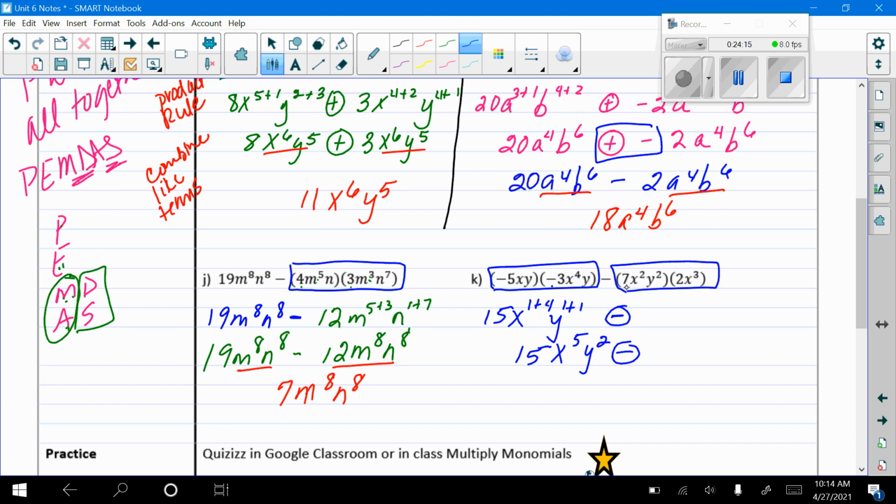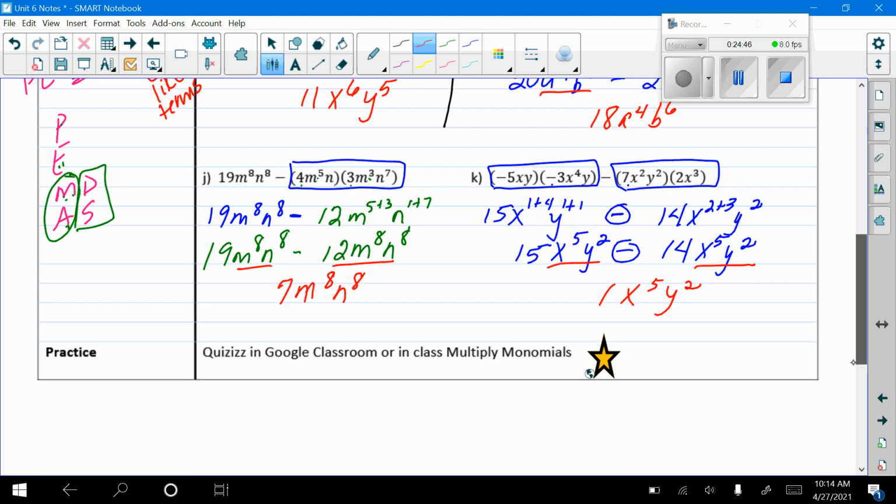Over on this side, I've got 7 times 2 is 14. I've got x squared, x cubed, so x to the 2 plus 3. And I just have a y squared. So 14, x to the 5th, y squared. I'm going to validate that I have like terms, x to the 5th, y to the 2nd. And I've got 15 of them, take away 14 of them gives me 1, x to the 5th, y to the 2nd.